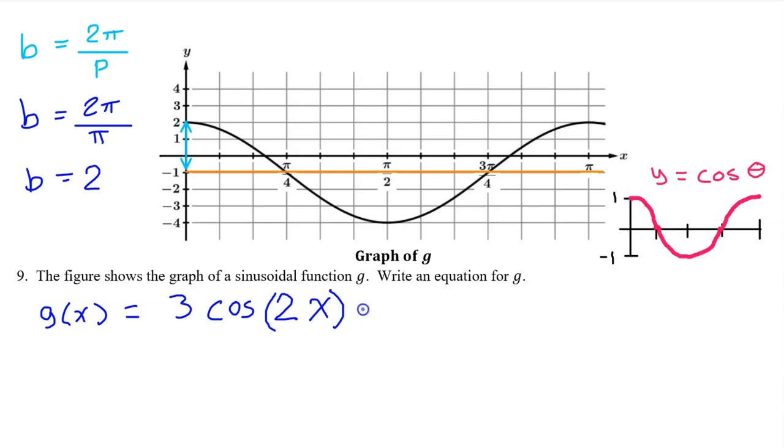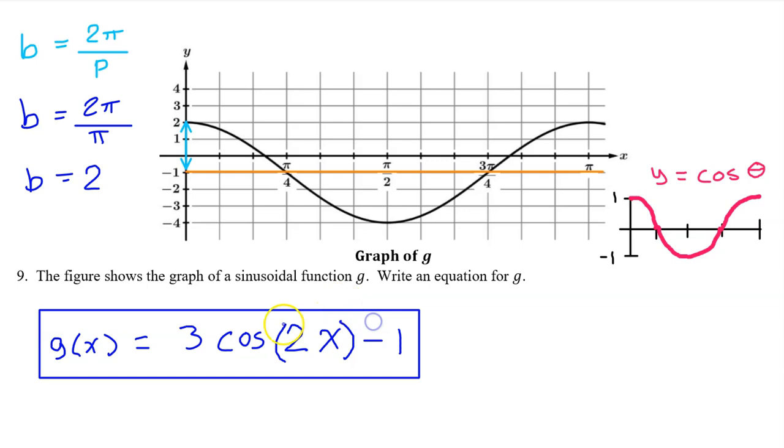Finally, the d value just comes from the midline, which is y equals negative 1. So we'll finish it off with a minus 1. That's it for number 9.